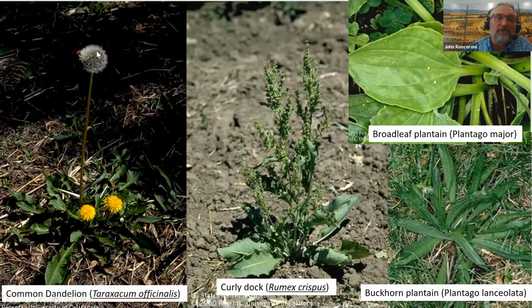So if you want to have a few dandelion plants in your backyard, you're going to want to cut these seed heads off, but it won't be too bad. Curly dock is kind of the same way. You have to watch out for the seed heads. Buckhorn plantain and broadleaf plantain are problems, oftentimes in turf and in a few gardens, but they're not going to be spreading like some of the other creeping perennials, which are much worse weeds.